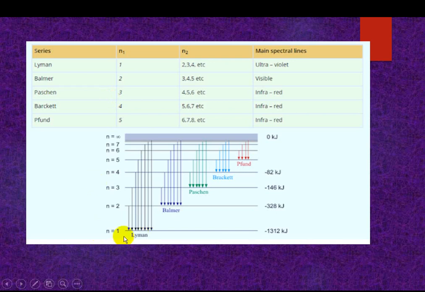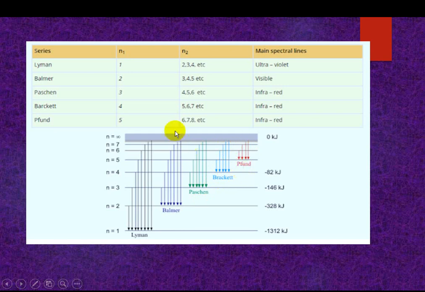Okay, now I am showing this here. If the ground state is 1 and the excited states are 2, 3, 4, 5, 6, 7, then when electrons come from 2 to 1, 3 to 1, 4 to 1, 5 to 1, 6 to 1, 7 to 1, 8 to 1, lines are obtained. This is called the Lyman series. And if the ground state is 2, from 3 to 2, 4 to 2, 5 to 2, 6 to 2, 7 to 2, 8 to 2, then they form lines. These are called the Balmer series, then the Paschen series, Brackett series, Pfund series.